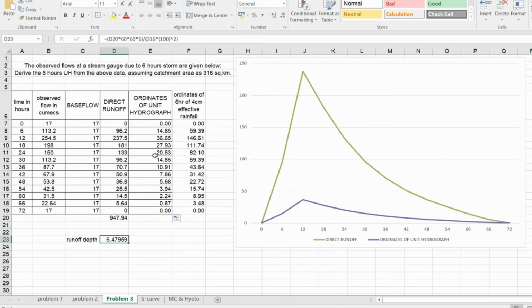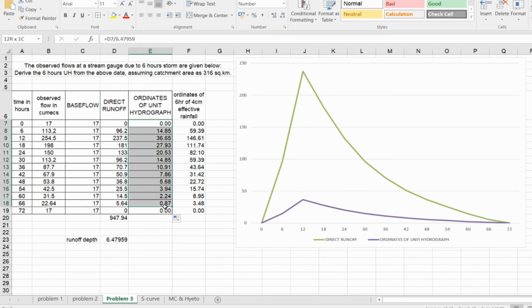Once you calculate the runoff depth, we can calculate the ordinates of the unit hydrograph. The hydrograph that I'm going to calculate is the 6-hour unit hydrograph. The rainfall has happened for 6 hours, right? So these values will be divided by the runoff depth, which is 6.47959. Okay, after calculating, this is what the values that I get.